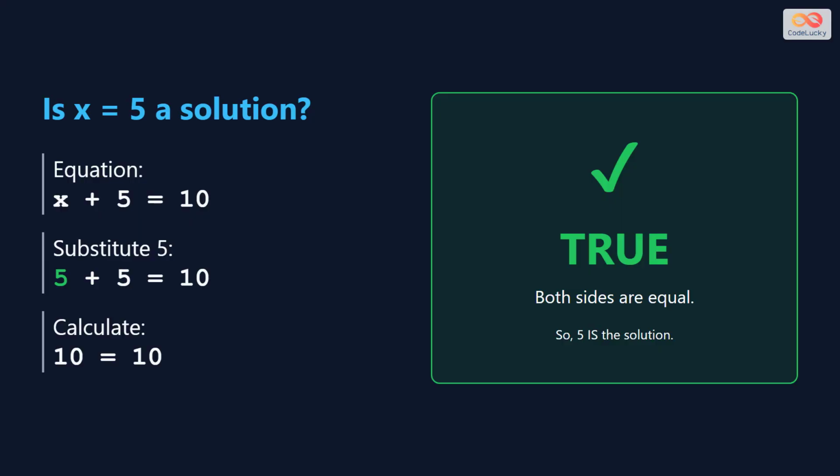Now let's try the number 5 for the same equation. We replace x with 5. 5 plus 5 equals 10. The equation says it should equal 10. Since 10 equals 10, this statement is true. Because the left side matches the right side, we know we found the right number.